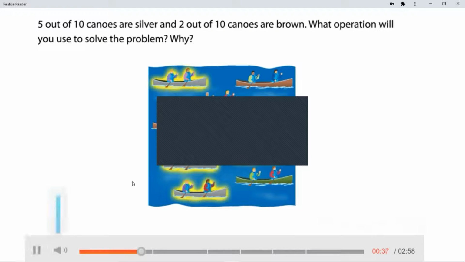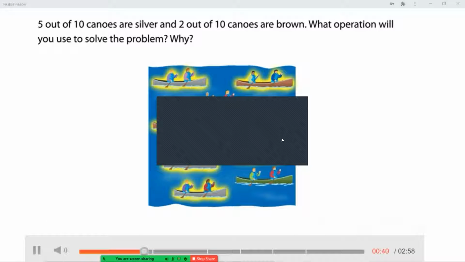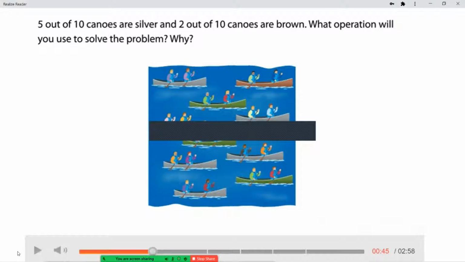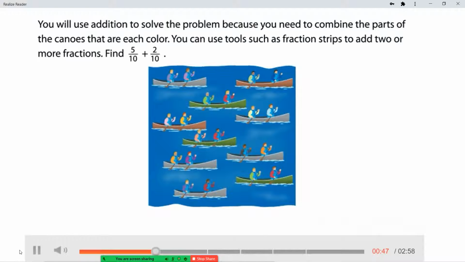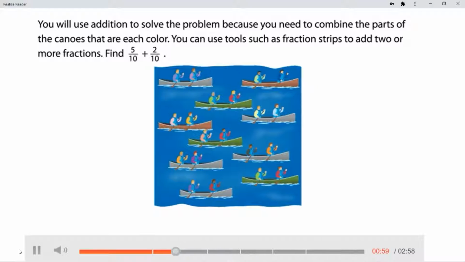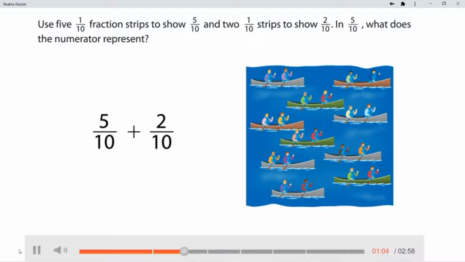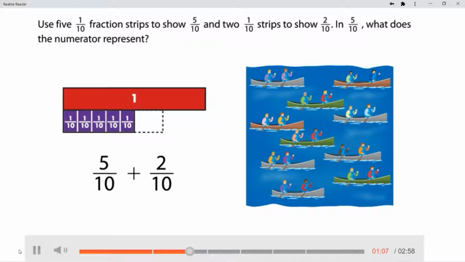5 out of 10 canoes are silver, and 2 out of 10 canoes are brown. What operation will you use to solve the problem? Why? You will use addition to solve the problem because you need to combine the parts of the canoes that are each color. You can use tools such as fraction strips to add 2 or more fractions. Find 5/10 plus 2/10. Use 5 1/10 fraction strips to show 5/10 and 2 1/10 strips to show 2/10.